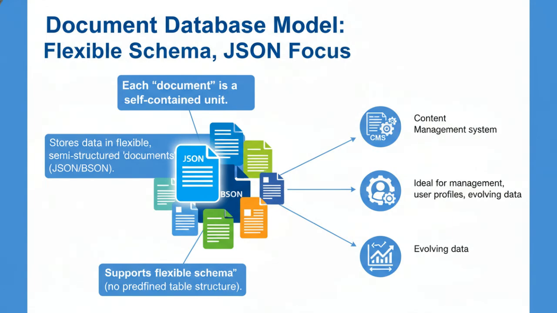They are highly scalable horizontally and perform well for applications requiring quick retrieval of entire documents. Document databases are excellent for content management systems, user profiles, and catalog data where the structure isn't fixed or evolves frequently. Popular examples include MongoDB and Couchbase.